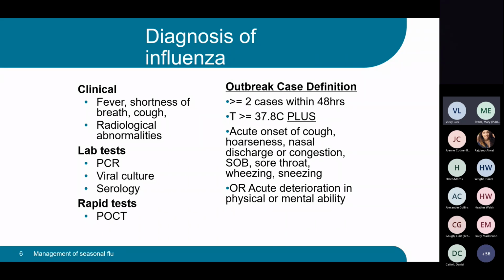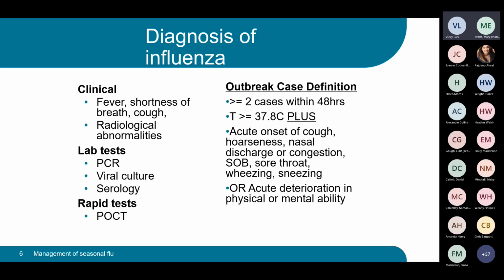So the definition of an outbreak would be 2 or more cases within 48 hours, with raised temperature, so pyrexial, acute onset of cough, hoarseness, nasal discharge, congestion, generalized shortness of breath, sore throat, wheezing. Or, particularly important to note, maybe not any of these symptoms, but an acute deterioration in physical or mental well-being. This is particularly important to note within the elderly population, because, as I say, sometimes it is an atypical presentation of flu.